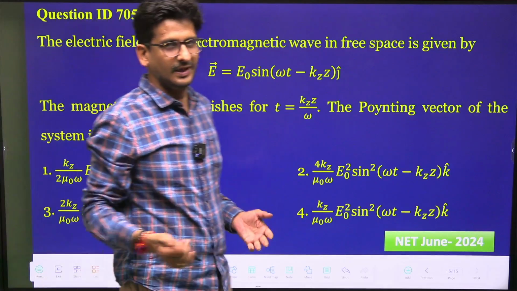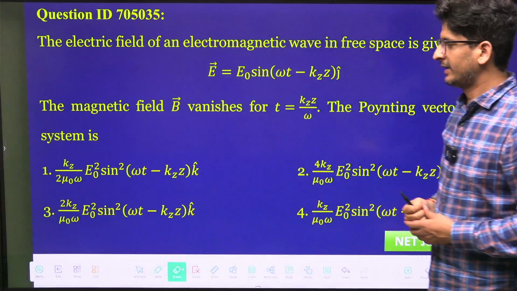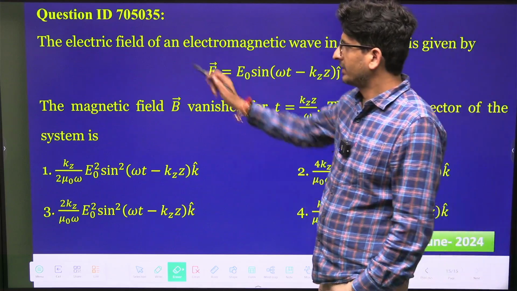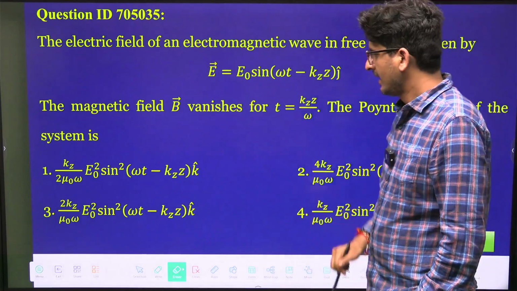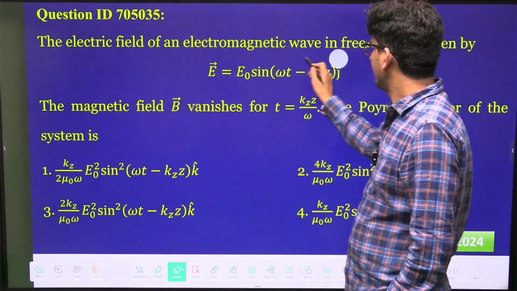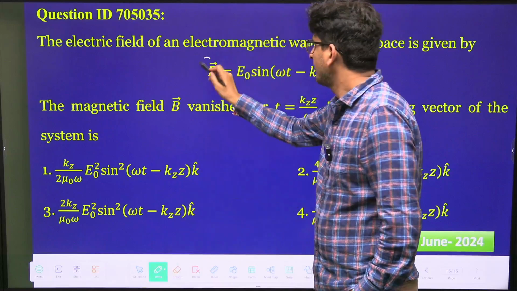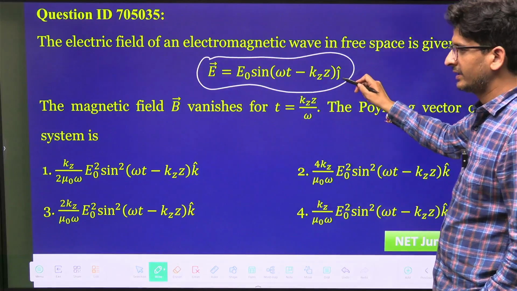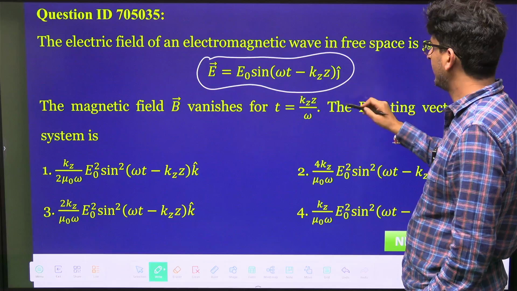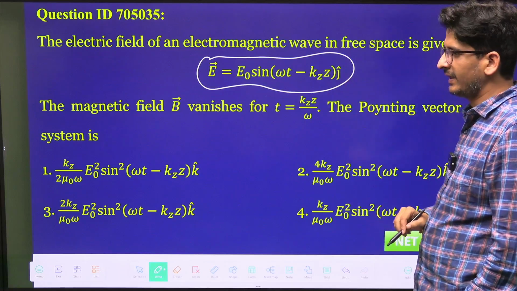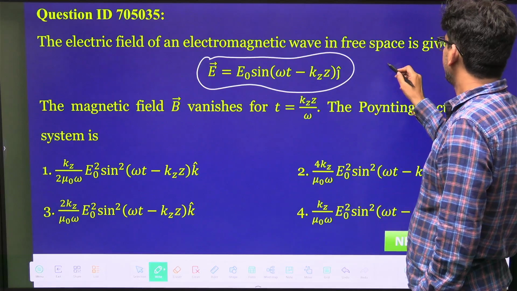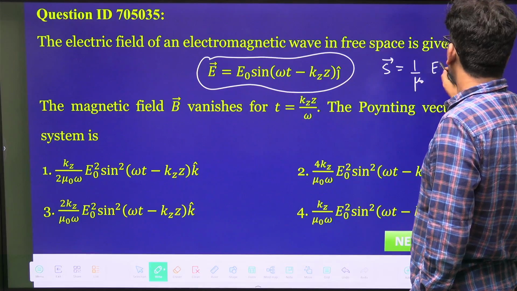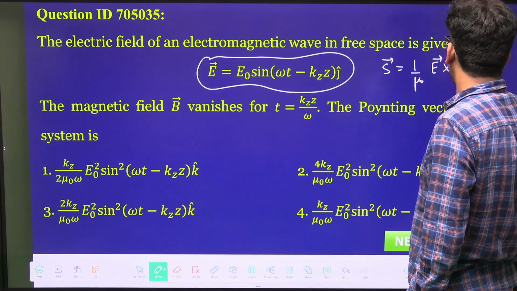Hello everyone. So let us solve this question from electromagnetic wave asked in NET June 2024. Question ID is 705035. And in this case, a very common profile of electric field is given. Electric field polarization, that means direction of electric field, is in J cap direction and its propagation is in K cap direction. So the Poynting vector S is 1 by mu naught E cross B.